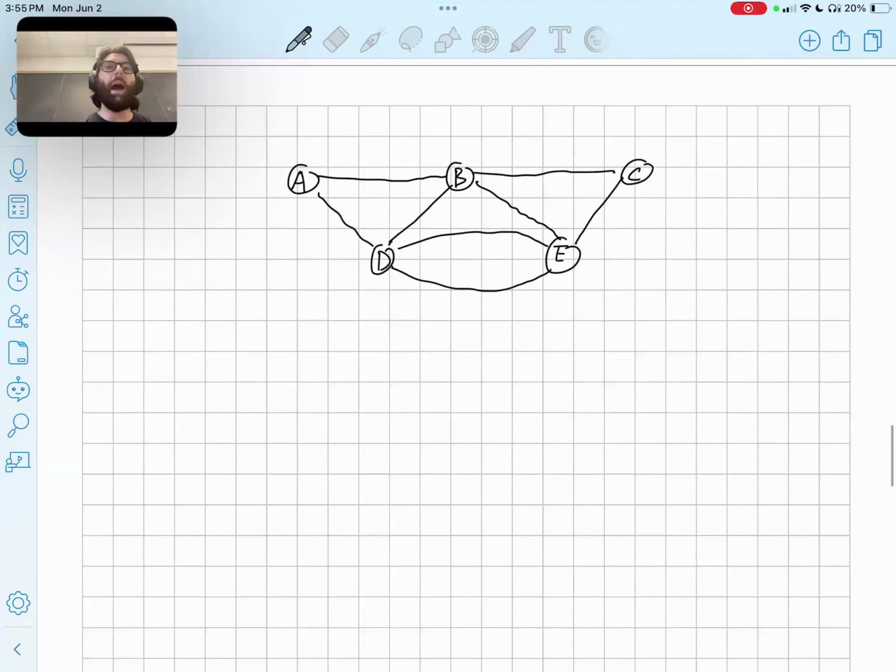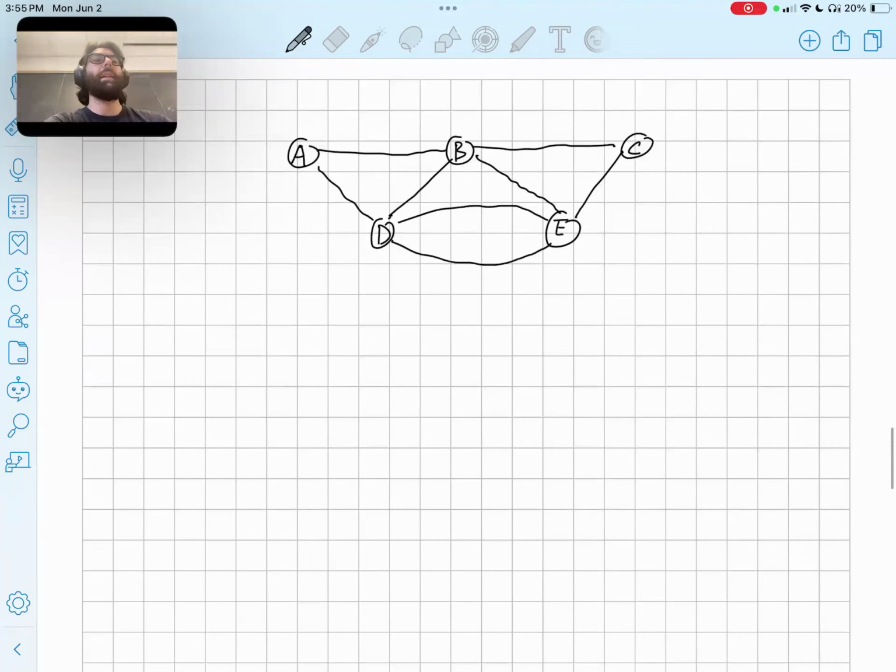Okay, last one. And I encourage you to pause the video and do this. You can unpause and we'll do it together. So I'll assume you've tried to do it. Hopefully you have. Let's just check, is this connected?